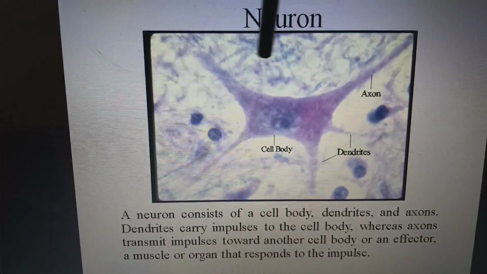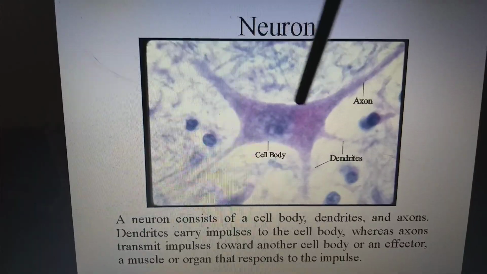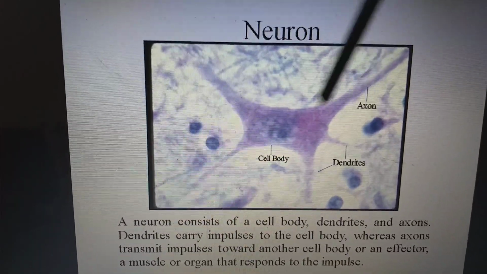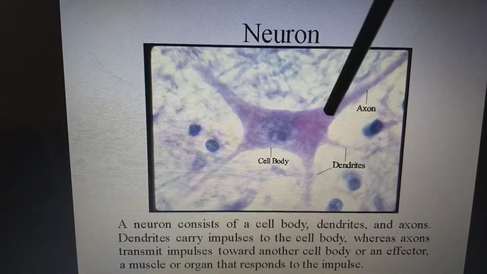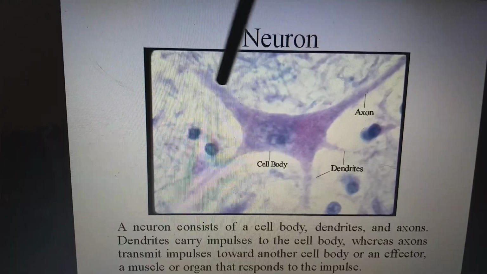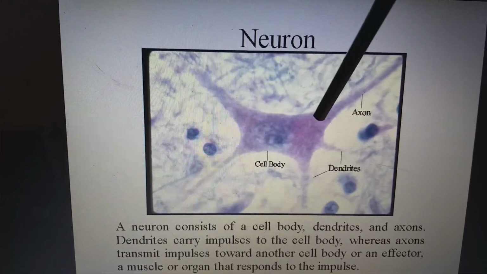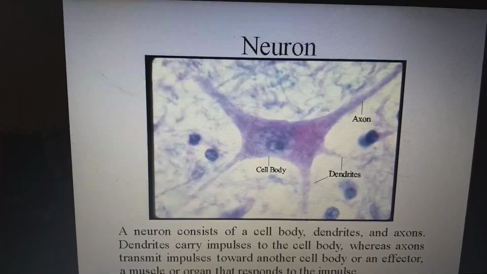So in this picture we can see these are the dendrites, and the center we call the cell body or perikaryon, because the nucleus is present on the top of the cell. Because of that we also call it the cell body or perikaryon, and this is the axon. So dendrites will give the impulses to the cell body, and from the cell body it is transmitted to the organ through the axon.